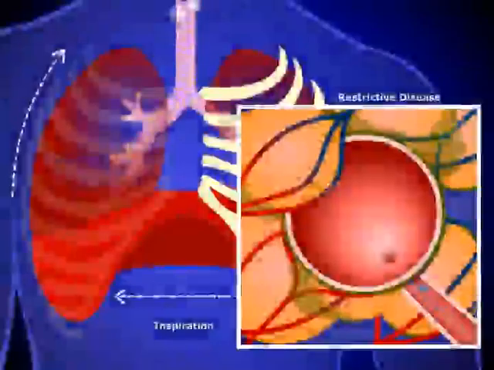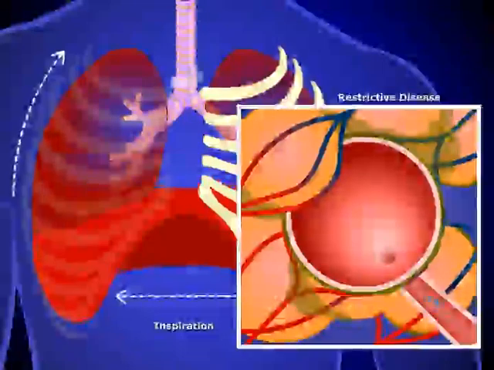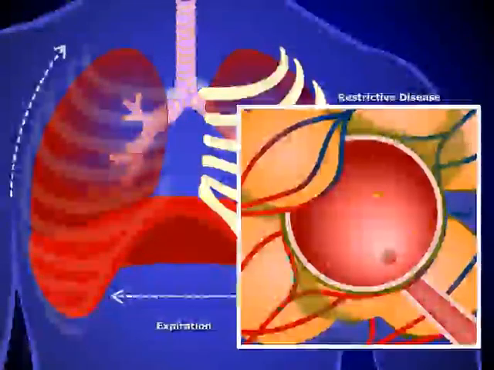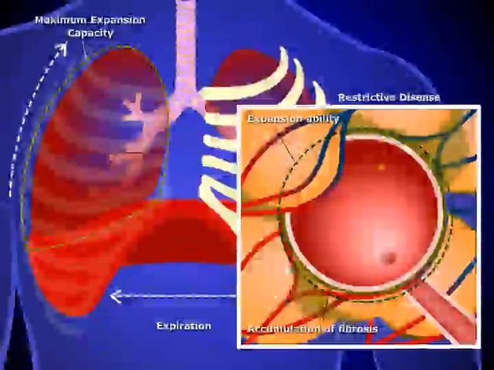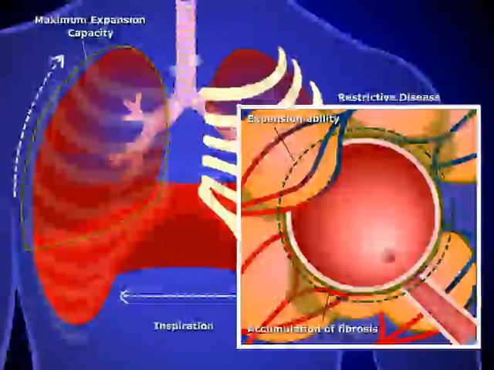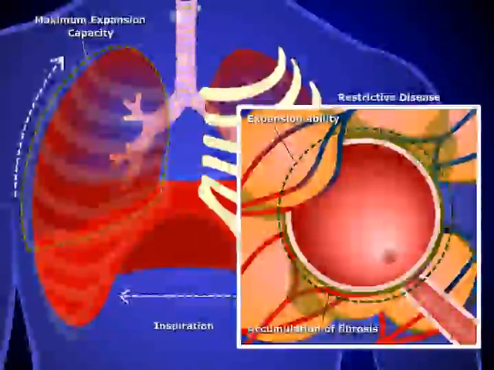Now that we've discussed the normal mechanics of respiration, let's turn our attention to restrictive diseases. In restrictive pulmonary diseases, such as fibrosis, lung expansion is limited. The normal maximum expansion of the lungs is represented here by dotted green lines. It is evident that, in this disease, the lungs are not able to reach their normal capacity.